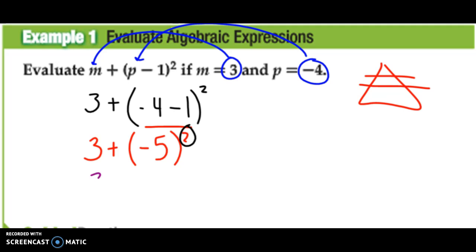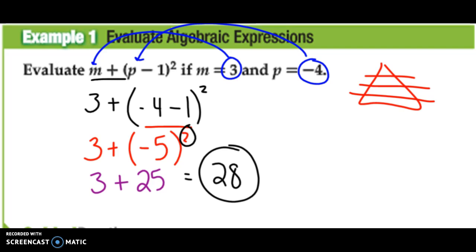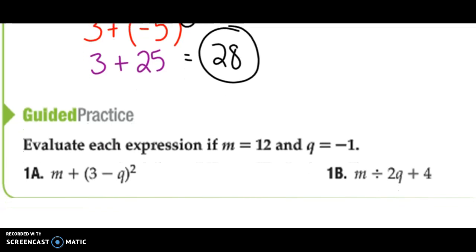So that's going to be 3 plus negative 5 squared. Negative 5 times negative 5 is 25. So 3 plus 25. Now, if I continue to go down my pyramid, there is no multiplication or division, so I go to the last step, addition, subtraction. 3 plus 25 is 28. So I went from m plus p minus 1 squared, knowing that m is 3 and p is negative 4, all the way down to 28. Here are 2 guided practice problems you can try on your own.